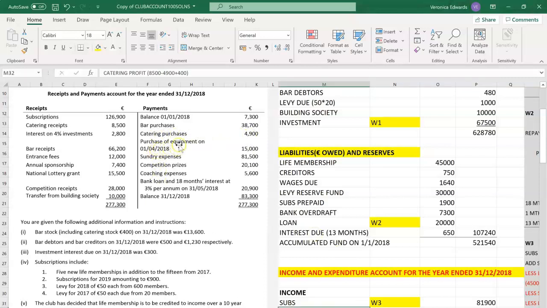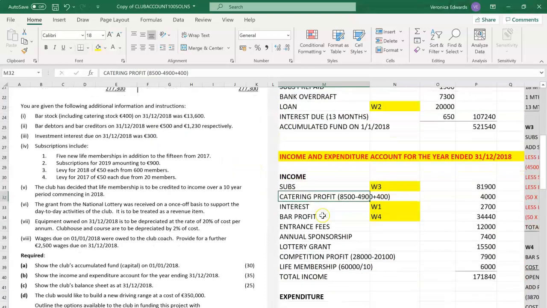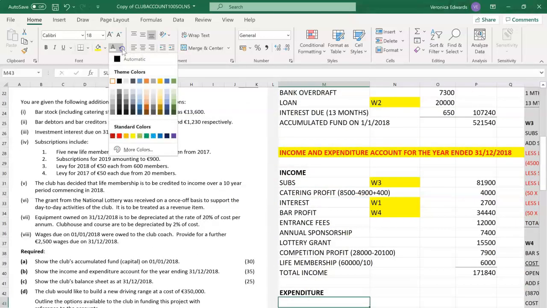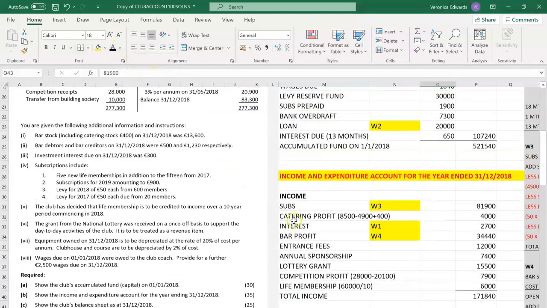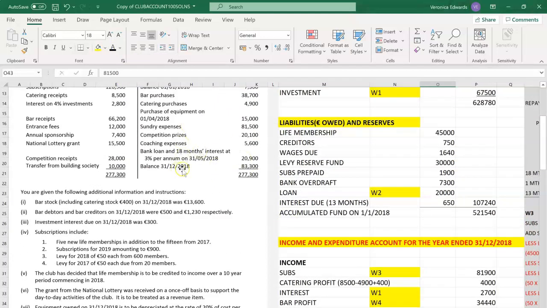Purchase of equipment. Equipment is an asset, not an expense. For it to be an expense, it has to be a regular running cost. Equipment is not something that a club would buy regularly. Rather, it's an asset. So I'm going to ignore that for the moment when I'm listing my expenditure. The next item is sundry expenses, 81,500, and that would be our first item of expenditure here. So we just put it in as it is. Sundry expenses aren't mentioned anywhere else in the question. They're not mentioned at the top or at the bottom, so we can just go straight ahead with it.